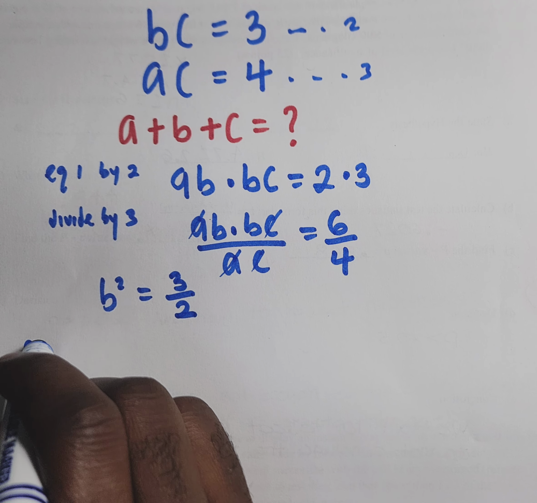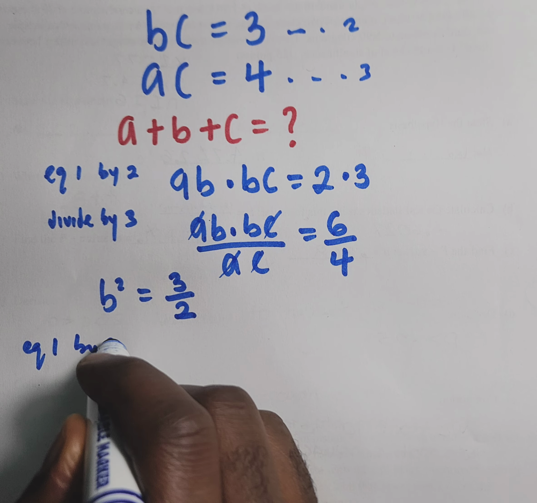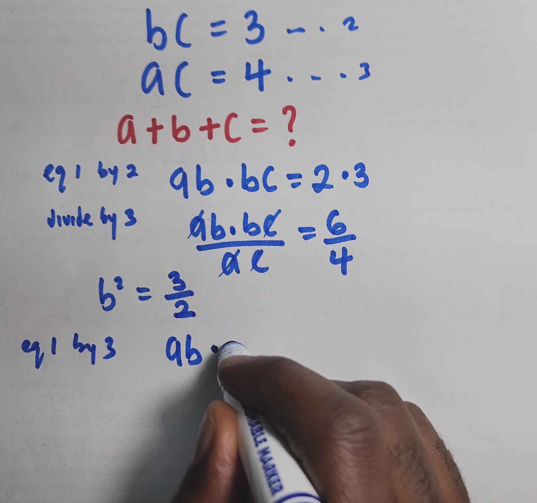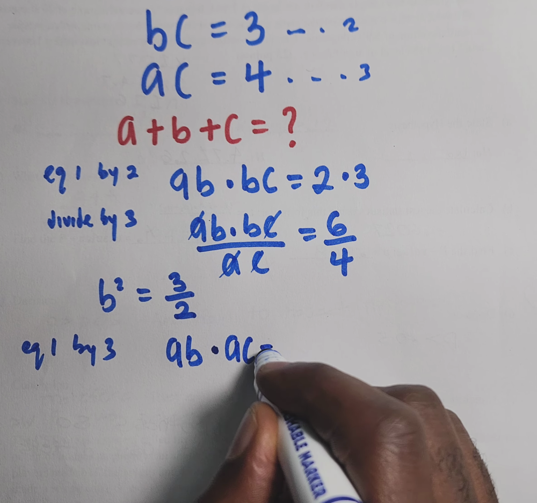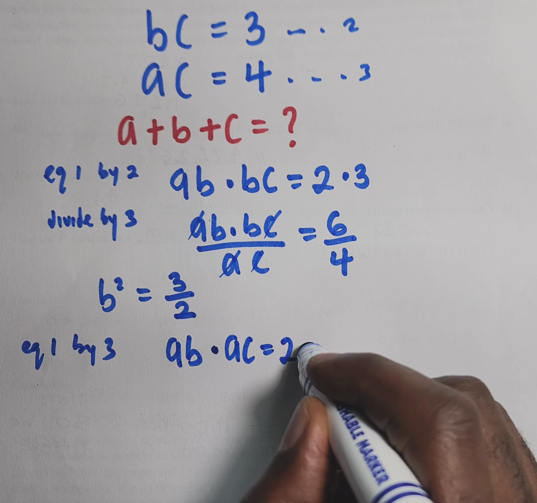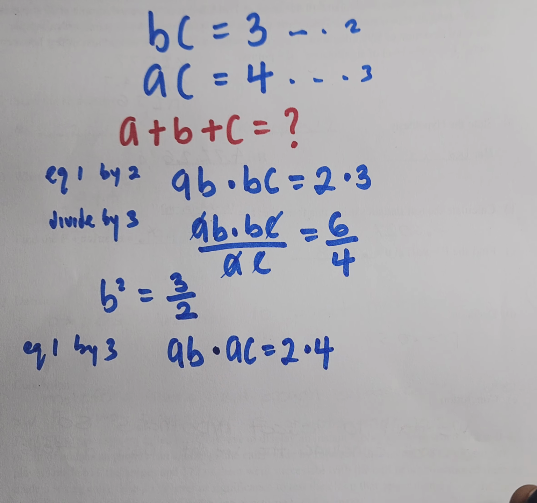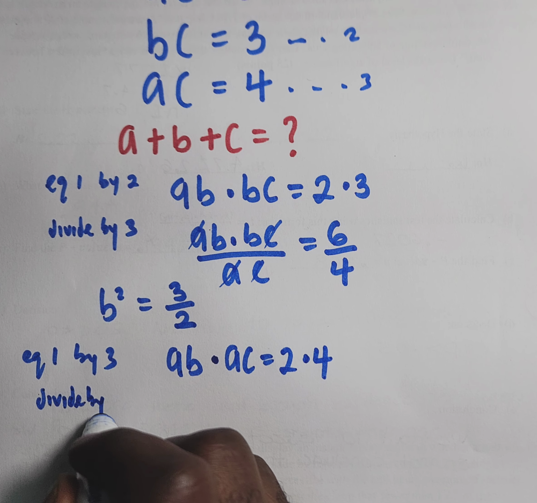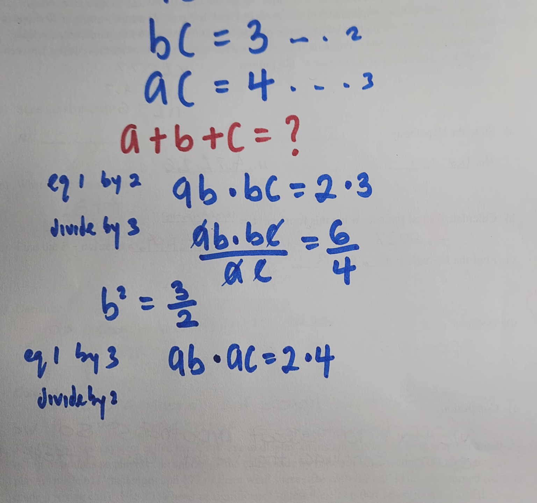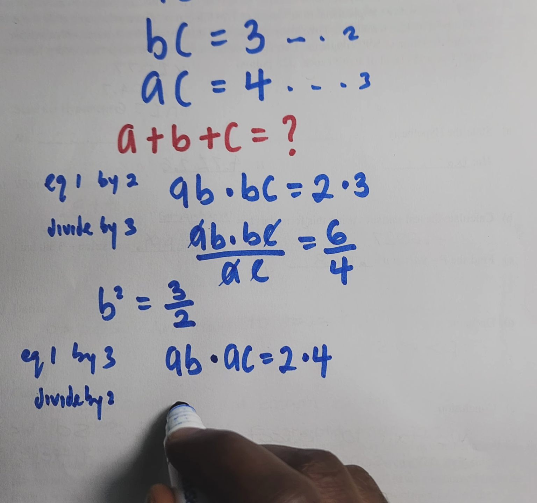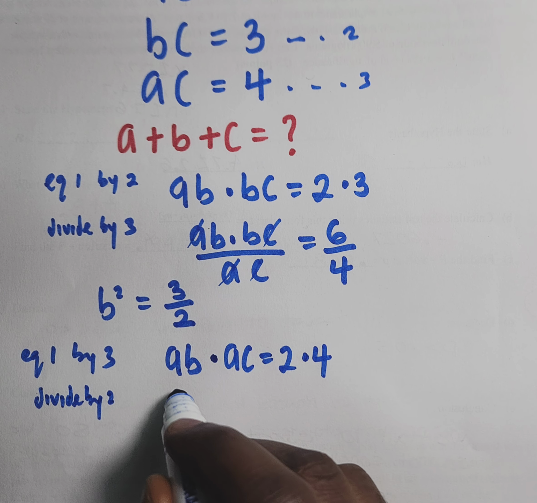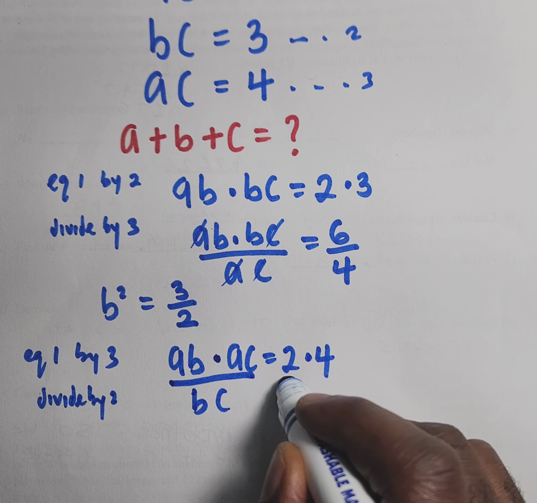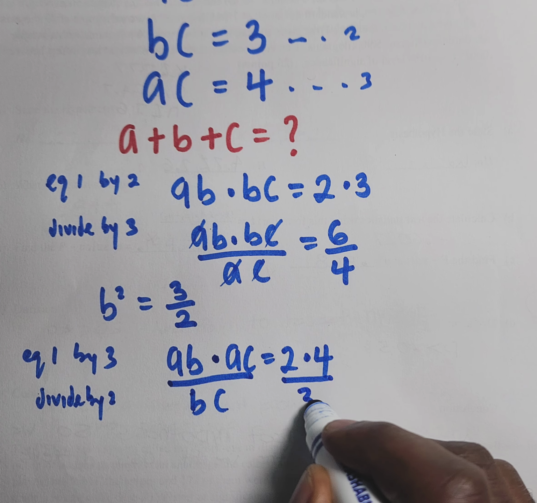is to multiply equation 1 by equation 3. Equation 1 is ab multiplied by equation 3, which is ac. This is going to be the same thing as 2 multiplied by 4. And from here, I want to divide this by 2. The objective is to get what is a squared, b squared, and c squared. So dividing this by 2 is just going to be equation 2 is bc, which is equals to 3.